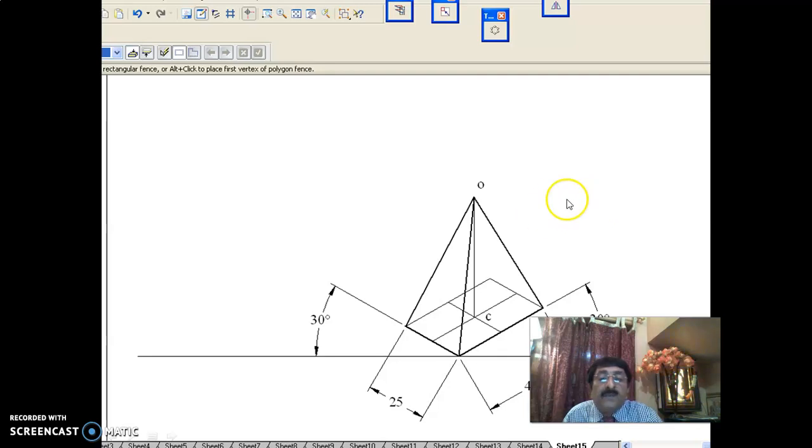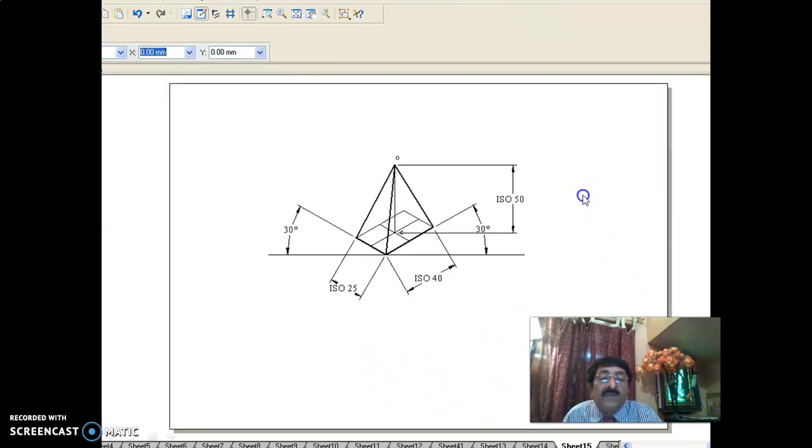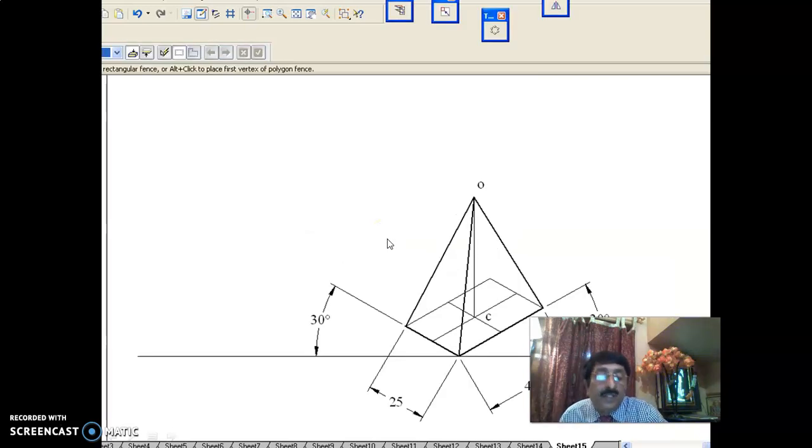In case of isometric projection, I take the entire thing using scale command and reduce by a multiplication factor, I'll give 0.816, so that this will be 25 into 0.816, 40 into 0.816. In that way, this is ISO 25, ISO 40, this ISO 50. This becomes the isometric projection, and the previous one becomes the isometric view.